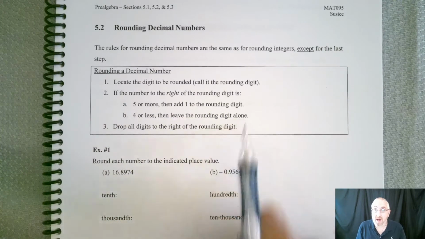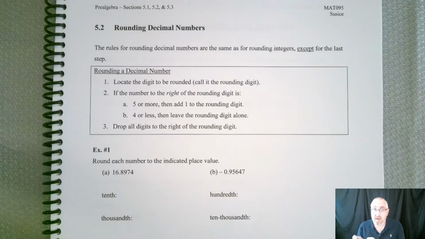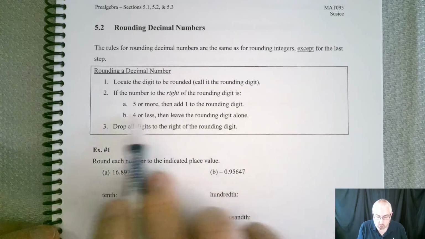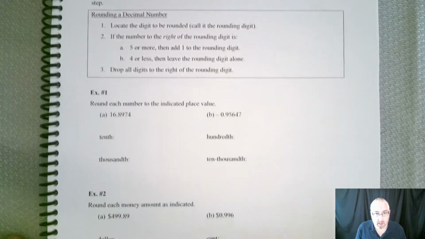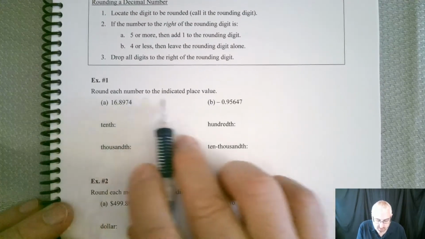But then because we're on the decimal side, on the right side of the decimal point, we can drop all the digits. We don't need to put zeros in. It doesn't make a decimal any better if you have a bunch of trailing zeros or if they're gone. So we're just going to drop them off. All right, so let's jump right in. Round each number to the indicated place value.